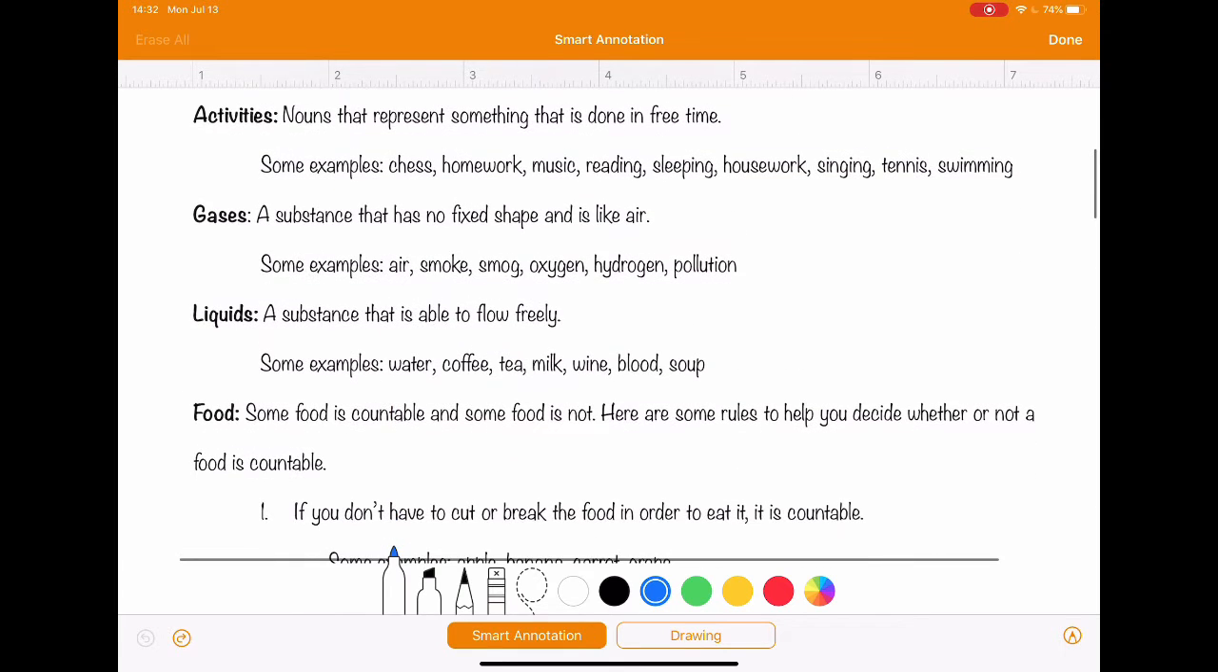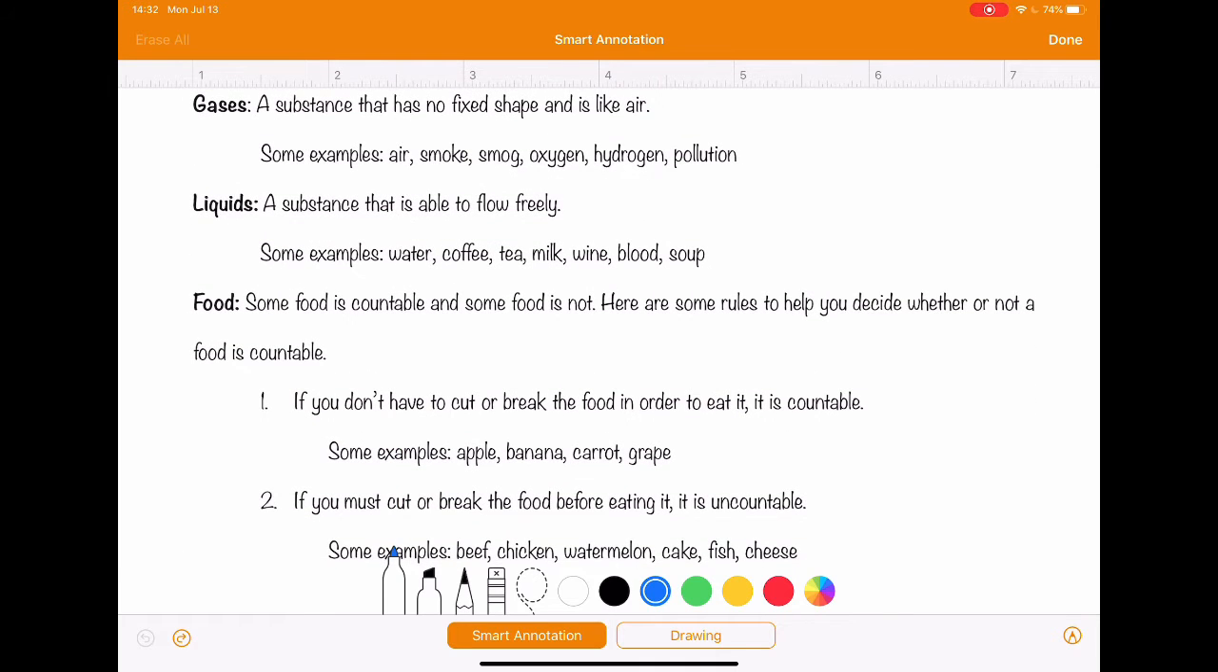Another type of category is activities. Some nouns represent something that's done in your free time. So some examples of this would be games like chess or checkers, homework, music, reading, sleeping counts as an activity, housework, a lot of sports like tennis or swimming. Those would all be uncountable nouns.